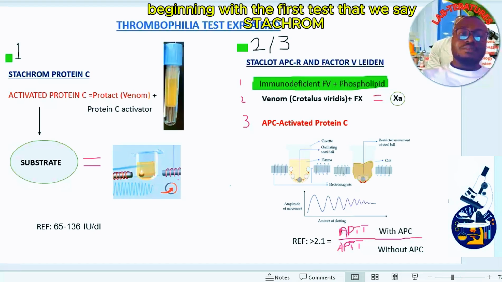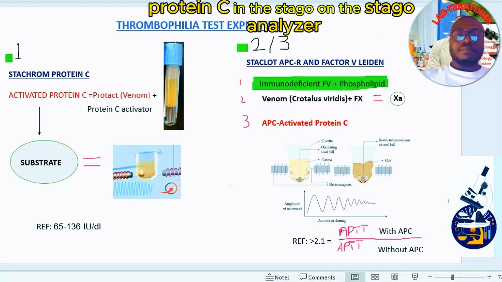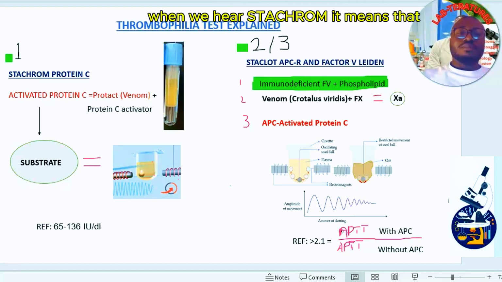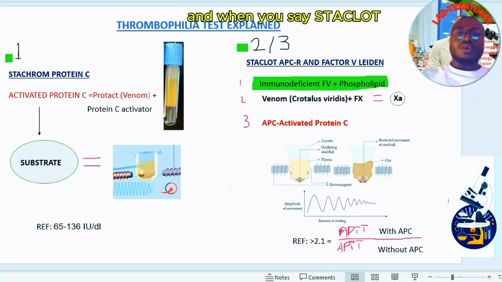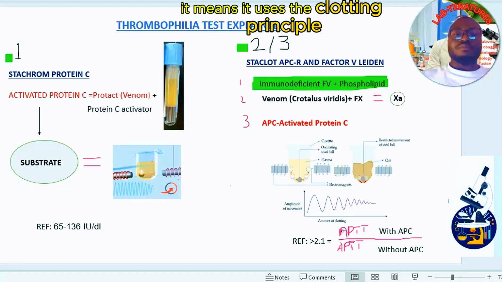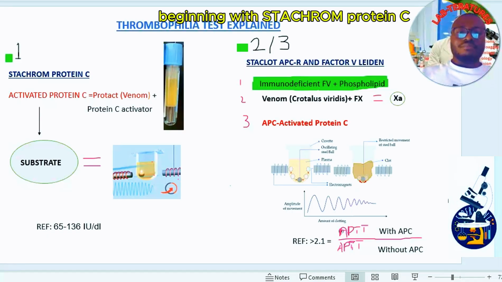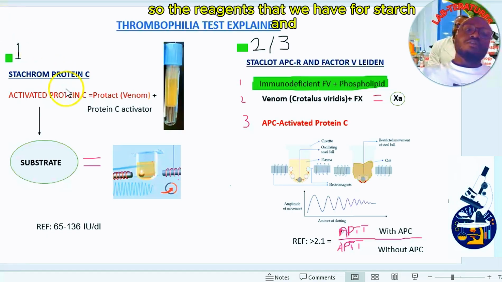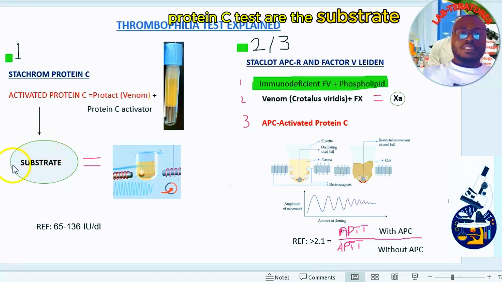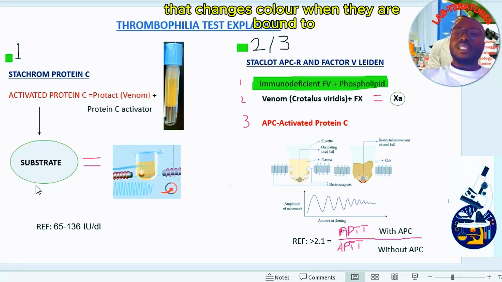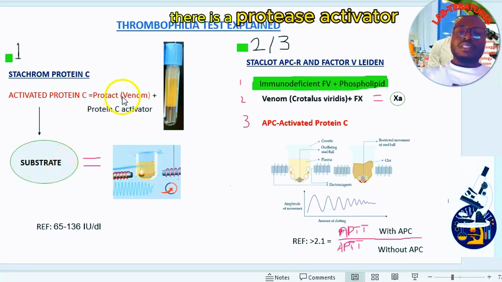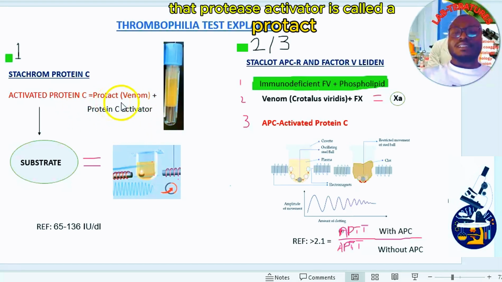Beginning with the first test, Starchrome Protein C. On the STA-R analyzer, when we hear starchrome, it means that the test uses the chromogenic principle. And when we say Star Clot, it means it uses the clotting principle. So the reagents that we have for the Starchrome Protein C test are the substrate. This substrate is a color-changing substance that changes color when bound. There is a protein C activator. That protein C activator is called Protac, which is a venom.